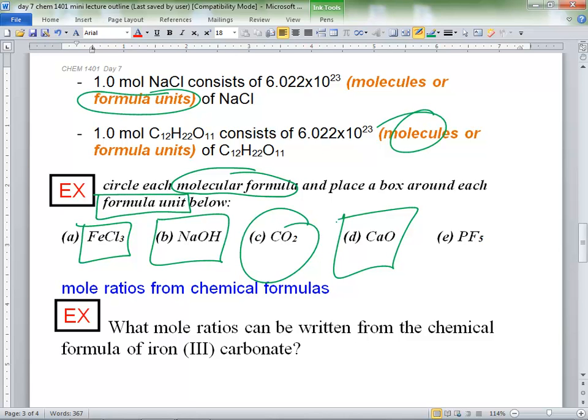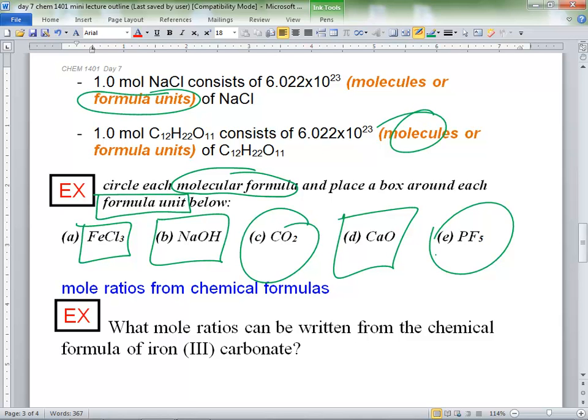Do you see a metal? Is there a metal? Both P and F are over there. All right? So if you see a metal, it's got to be ionic. It's got to be a box. But there's no metal, so you'd circle it. Well, how would you name this? Phosphorus pentafluoride, right? That's why you use those Greek prefixes.